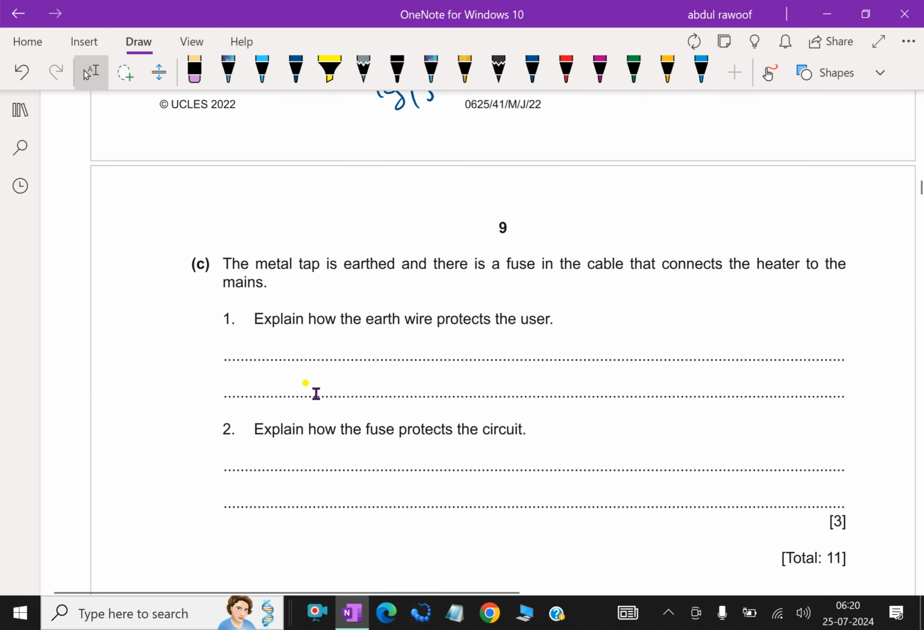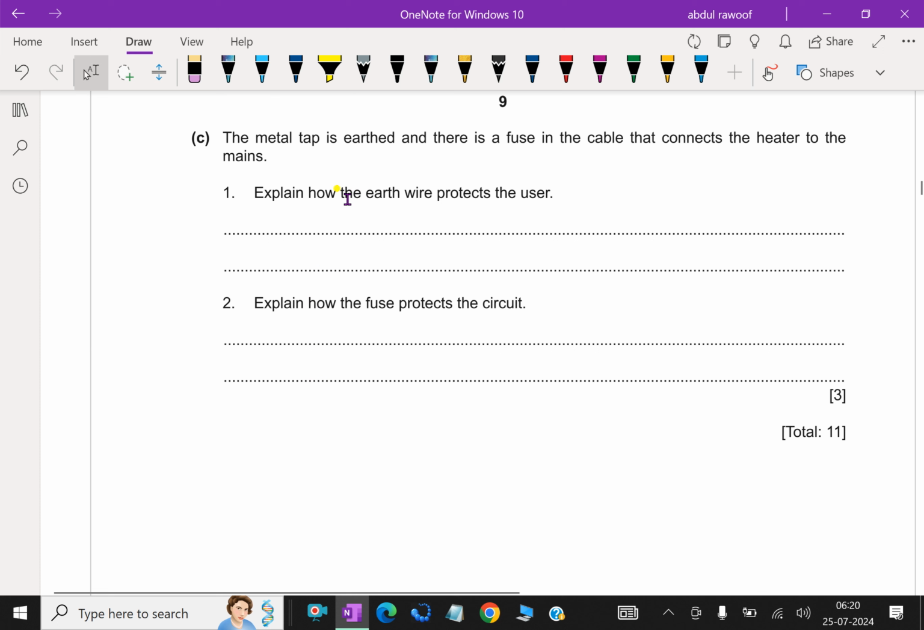Next question. The metal tap is earthed and there is a fuse in the cable that connects the heater to the mains. Explain how the earth wire protects the user. If the tap becomes live, that means current is flowing through it. It may be dangerous to the person using it, because a shock may happen.